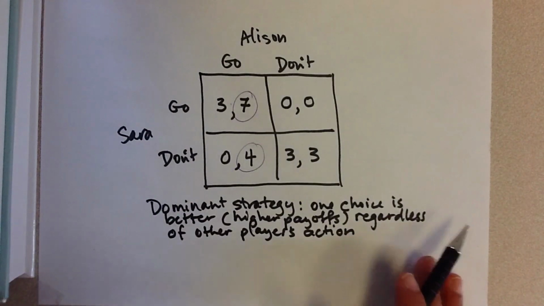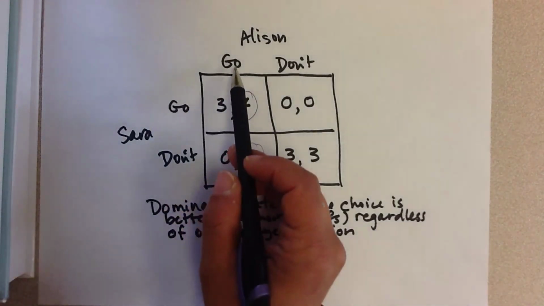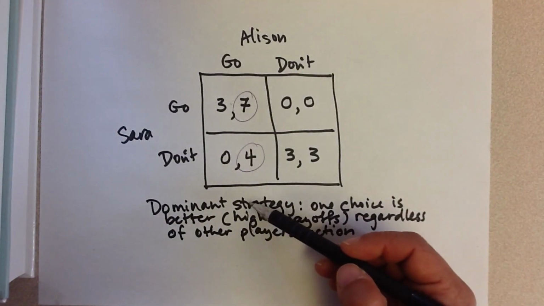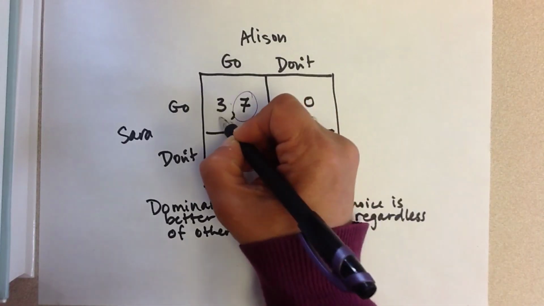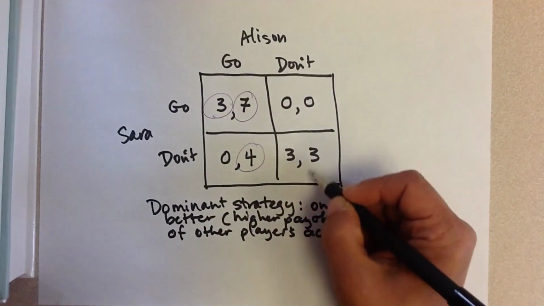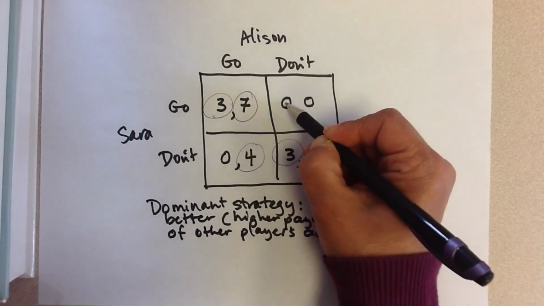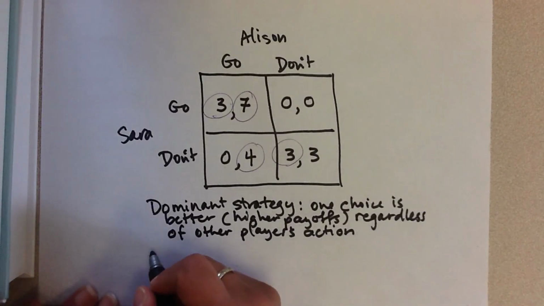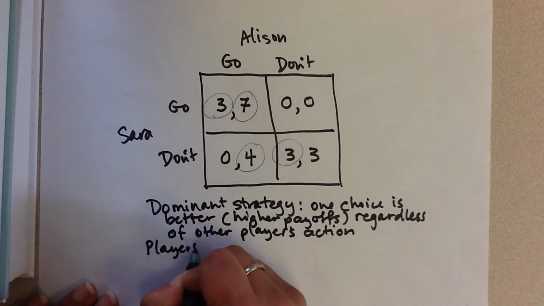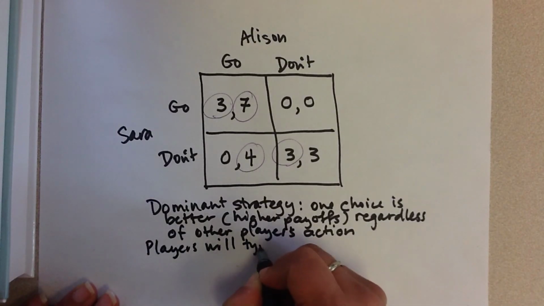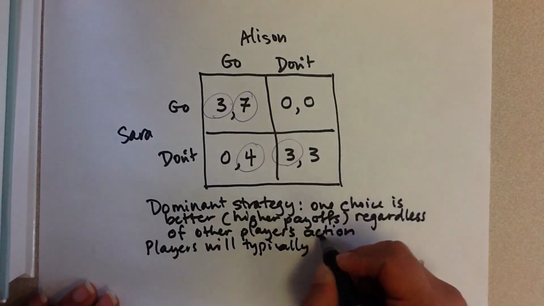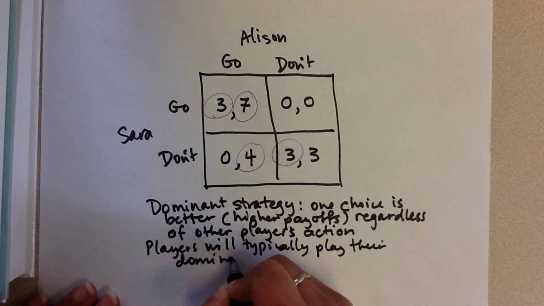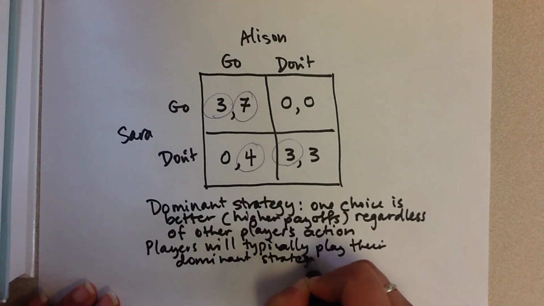Now when I play, I have the same situation as before. If she goes, so looking at this left-hand column, I should go. 3 is better than 0. If she doesn't go, I should not go because this 3 is better than that 0. But I can really count on her to go. Right? People are expected to play their dominant strategies. I mean, why wouldn't they? If they have one.